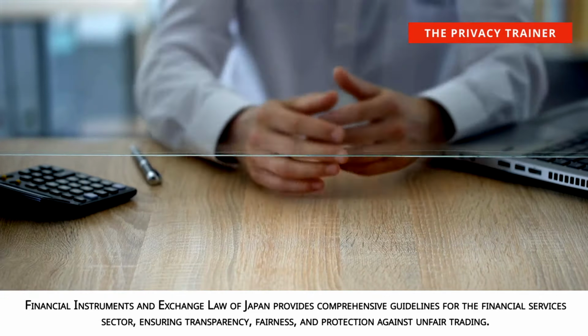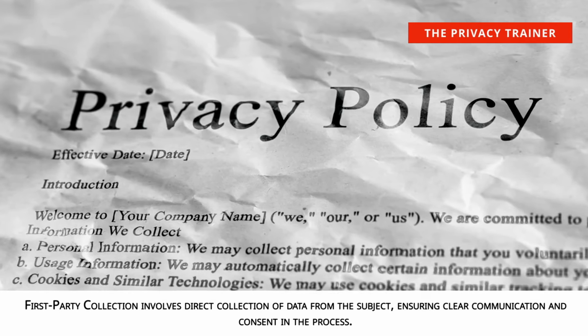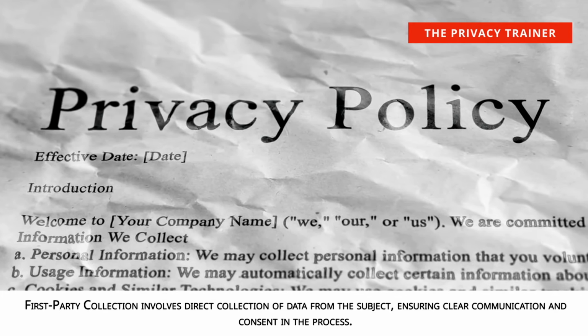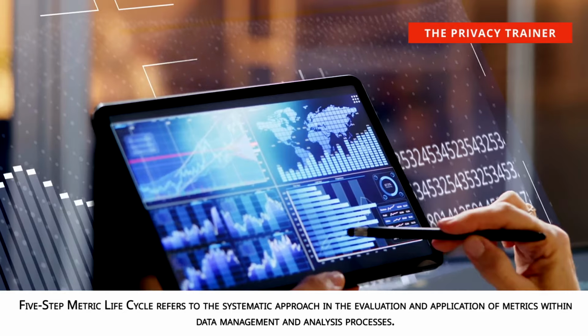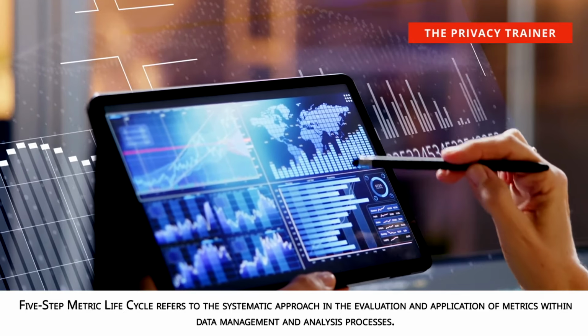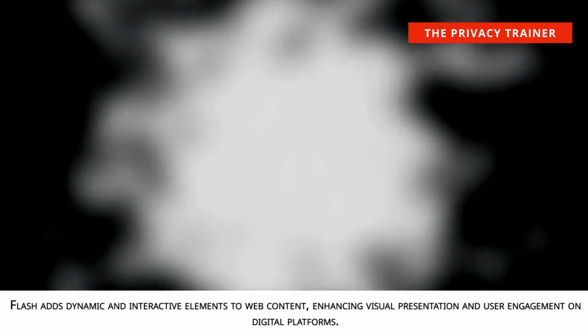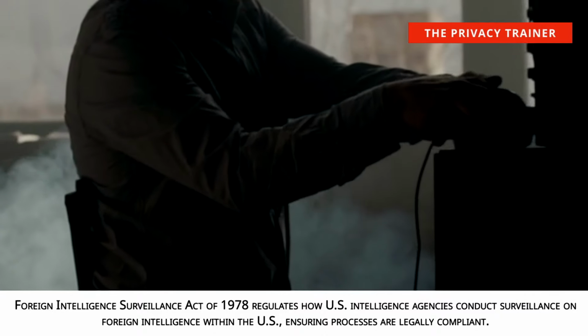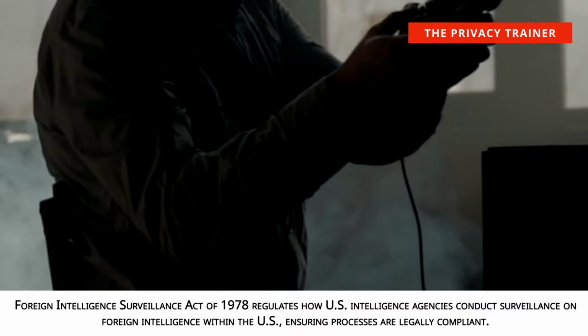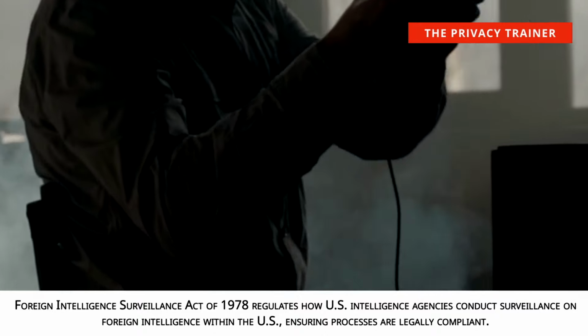First-party collection involves direct collection of data from the subject, ensuring clear communication and consent in the process. Five-step metric life cycle refers to the systematic approach in the evaluation and application of metrics within data management and analysis processes. Flash adds dynamic and interactive elements to web content, enhancing visual presentation and user engagement on digital platforms. Foreign Intelligence Surveillance Act of 1978 regulates how U.S. intelligence agencies conduct surveillance on foreign intelligence within the U.S., ensuring processes are legally compliant.